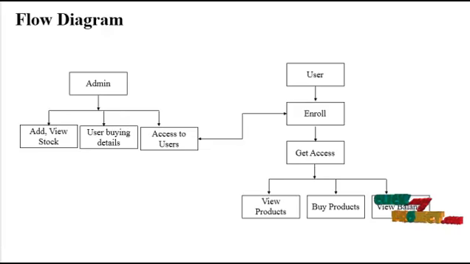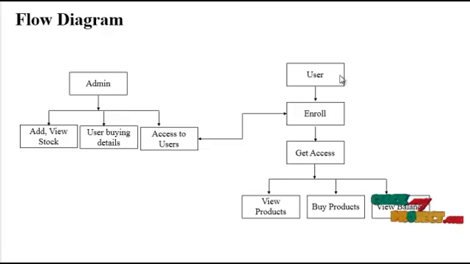Then comes the flow diagram of the process. The flow diagram shows our process diagrammatically. There are two persons, one is the admin and another one is the user. Admin is an authorized person who maintains all the details about the canteen, and the user is the person who can register in the system and buy their products.